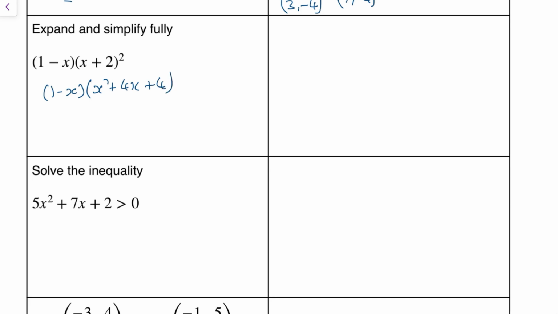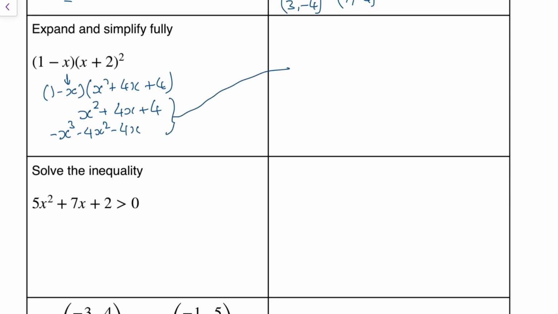Now, interesting, this is back to front, but I'm still going to do it the same way. I'm going to multiply by 1 first, but keep my columns consistent. So that's going to be x squared plus 4x plus 4. And then I'm going to multiply everything by minus x. That's going to be minus x cubed, so it's minus x times 4x, which is minus 4x squared. And minus x times 4 is minus 4x.